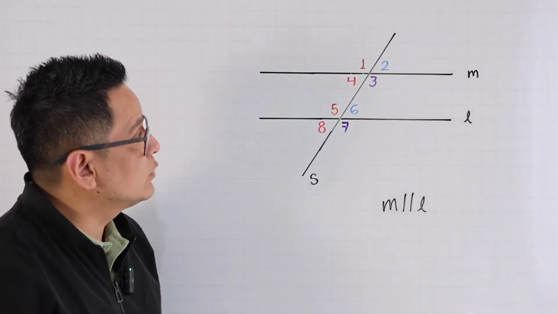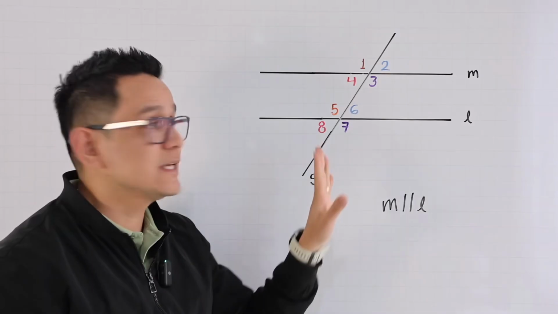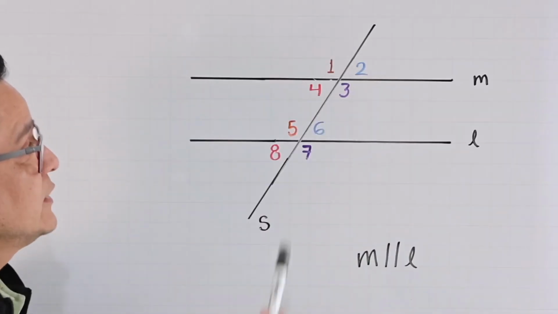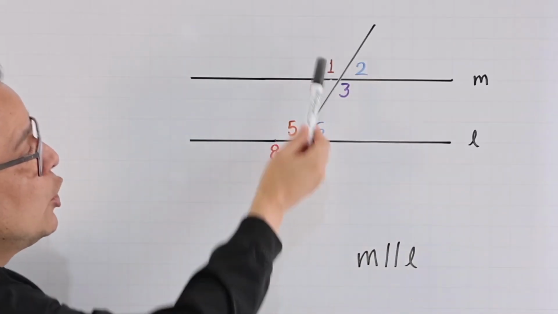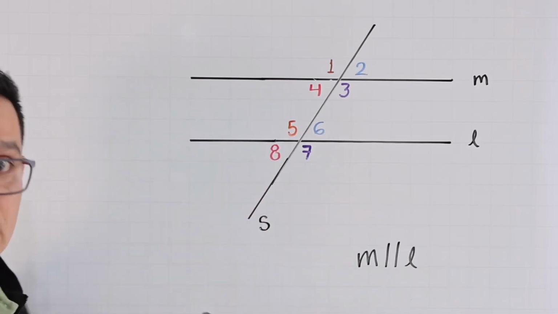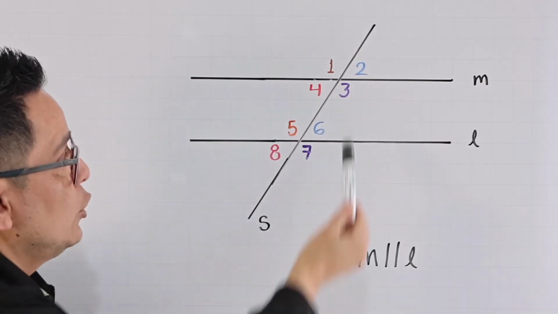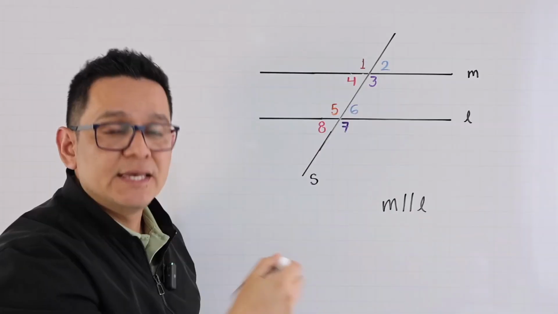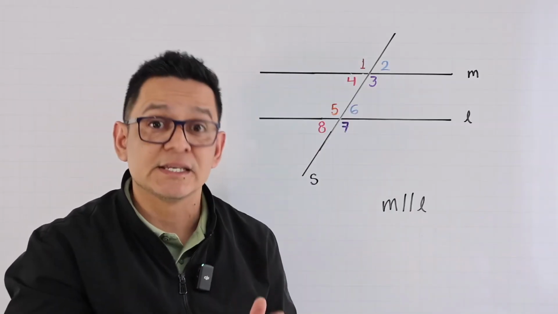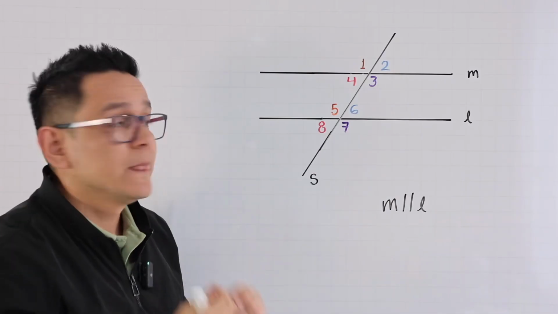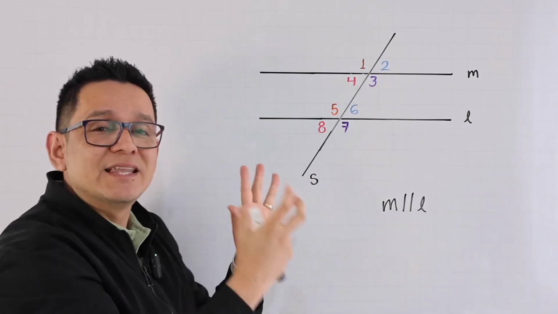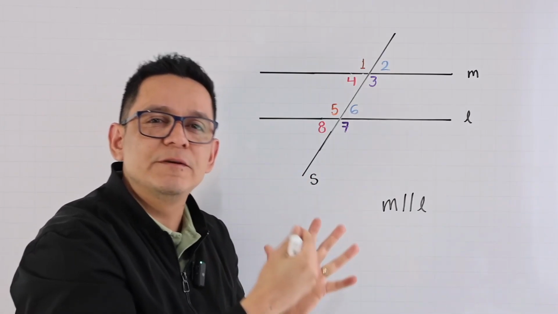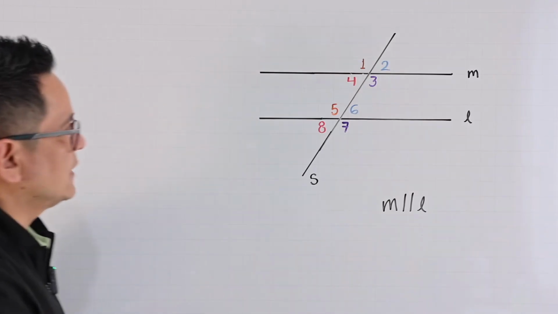For example, just by looking at this diagram, you're probably already noticing that the measure of angle 1 is going to be the same as the measure of angle 5. Or for example, the measure of angle 3 has to be the same as the measure of angle 7. And in this way, we can find more relationships. So right now, what we're going to do is name each of those relationships or see how we can classify them. So come on, let's get started.